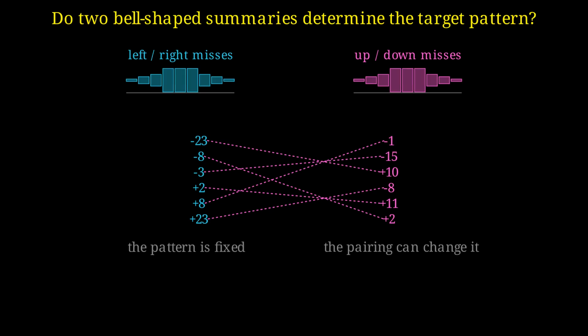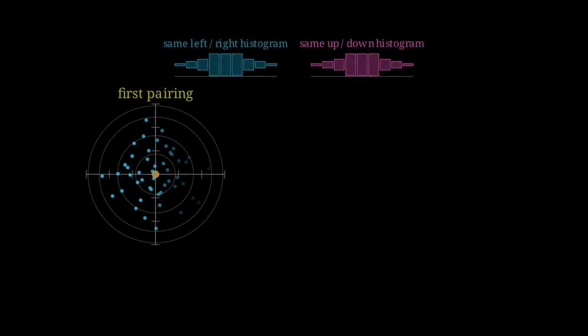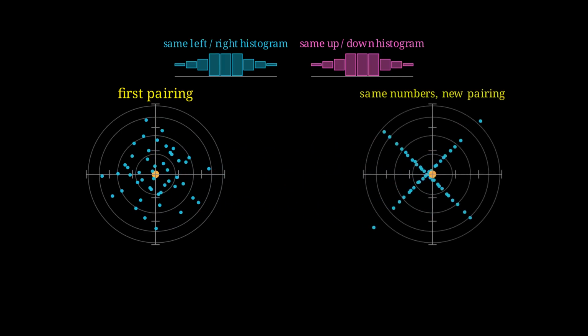The two columns keep every measurement, but they no longer say which horizontal and vertical misses happen together. Here is the result. The first pairing produces a roughly round scatter on the target. Reconnect the same recorded numbers, and the second pairing produces a cross. The left-right histogram did not change. The up-down histogram did not change.